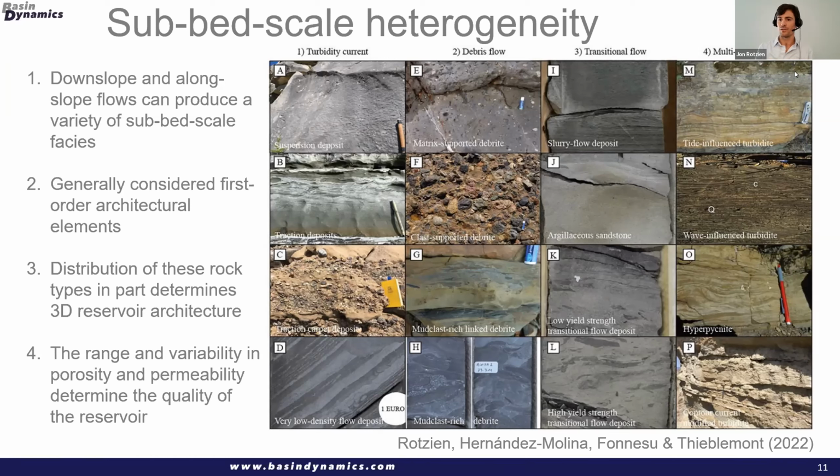And then multi-process flows, including ones that have been made famous by people like Pomar, wave-dominated turbidites in the Minturn Formation and in parts of Antarctica, tide modified turbidites, hyperpycnites, and then some of these contour reworked sands or bottom current reworked sands, which is a very interesting part of our research today. And the distribution of these rock types in part determines the 3D reservoir architecture. And the fourth point I'd like to make is that the range and variability in the porosity and permeability determine the quality of the reservoir. So chances are, if you've got a highly variable reservoir, you'll see many of these different traits in your reservoir.